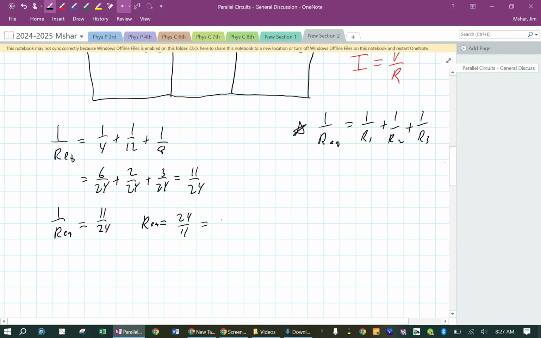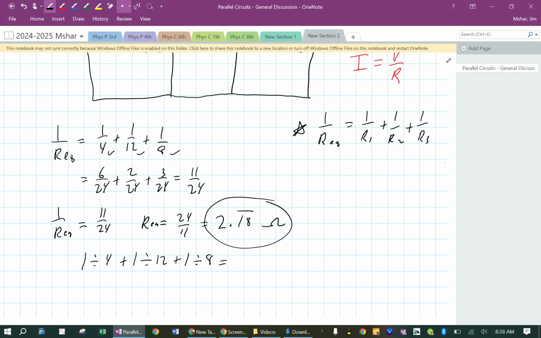If you divide that out in your calculator, you get 2.18, and the 18 are repeating, and this would be ohms. Notice that that overall resistance is less than any of the individual resistors we had in our circuit. Now, if you don't want to do the whole fraction thing, no problem. In your calculator, if you just take 1 divided by 4 plus 1 divided by 12 plus 1 divided by 8 and add that all up, you'll get, oh, I got to do that in my calculator.